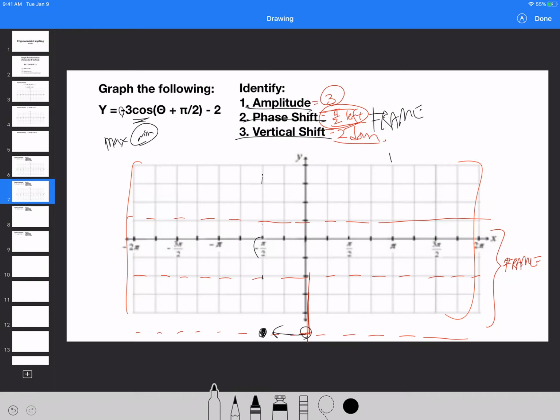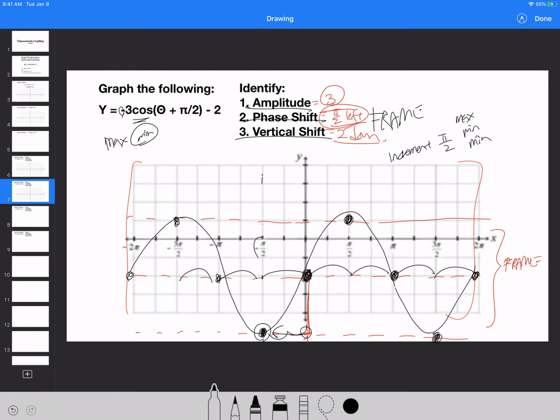Then every increment is pi over 2, switching between max and min. Since I started at minimum, I'm going to go 2 units to the right, which is a pi over 2 increment, and I'm going to be at middle. Then another pi over 2 increment, I'm going to end up at maximum. Pi over 2, middle, pi over 2, minimum, and this can go on and on. On the other direction, I'm going to do the same thing. So my graph will look something like this.